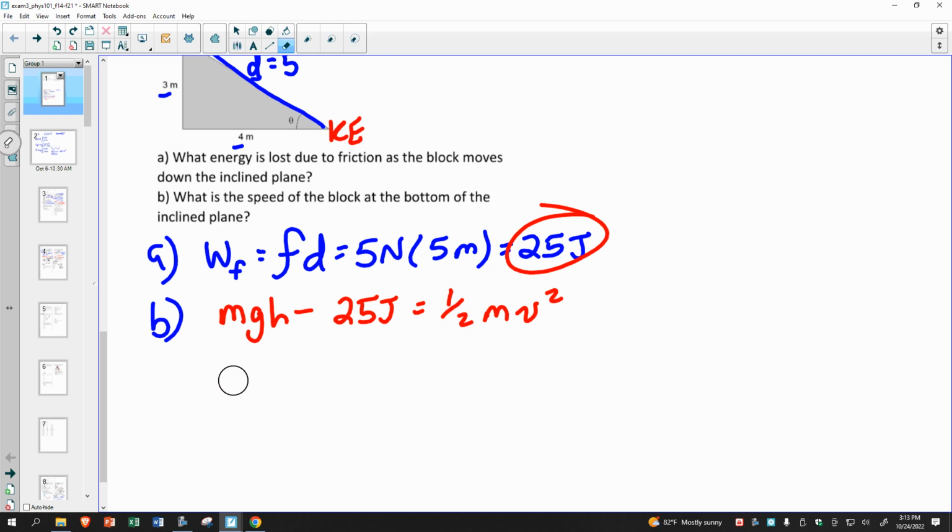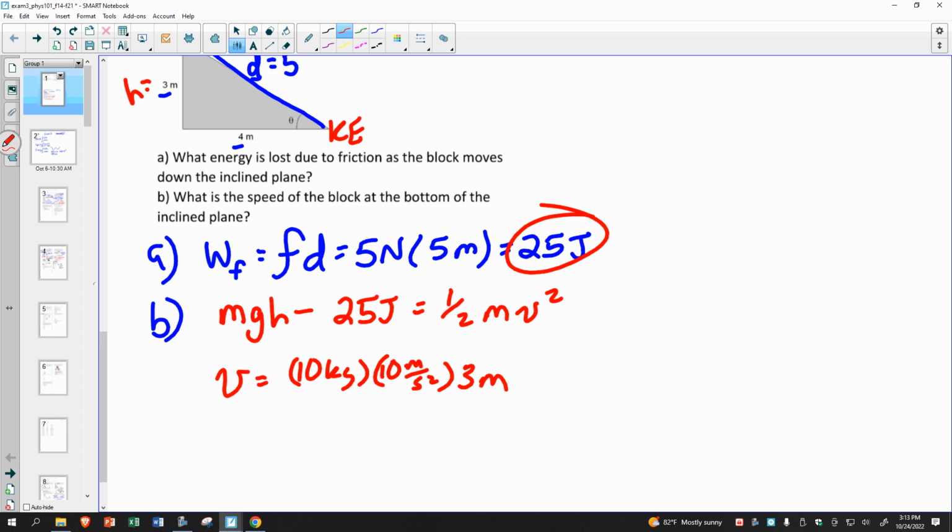That would be too complicated. We'll just do it this way. Say mgh minus the 25 joules is equal to 1/2 mv squared, and I solve that for v. So v is going to be m, which was 10 kilograms, times 10 meters per second squared, times h, which is 3 meters. So this is the other relevant distance, the height of that object, minus the 25 joules. That's the work done by friction.